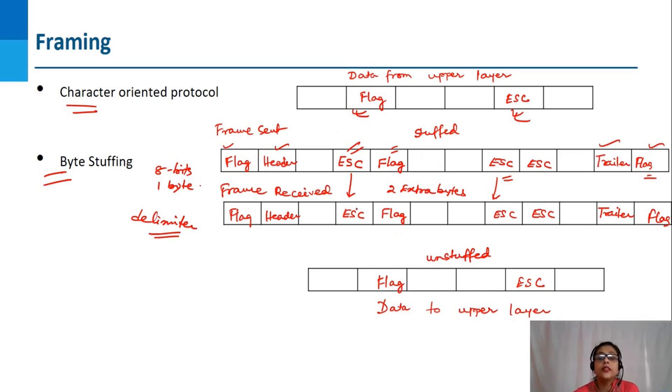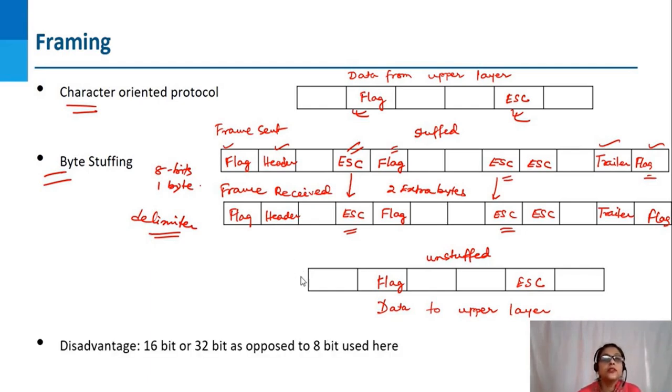And when you are receiving the frame, you will receive these extra bytes. And at the receiving end, we know that these are the extra bytes and they should be removed, and unstuffed data will be received. So this is the framing structure of the character-oriented protocol. Now there is a serious disadvantage of this type of character-oriented protocol because it uses 16 or 32 bits as opposed to the 8 bits which is used over here.